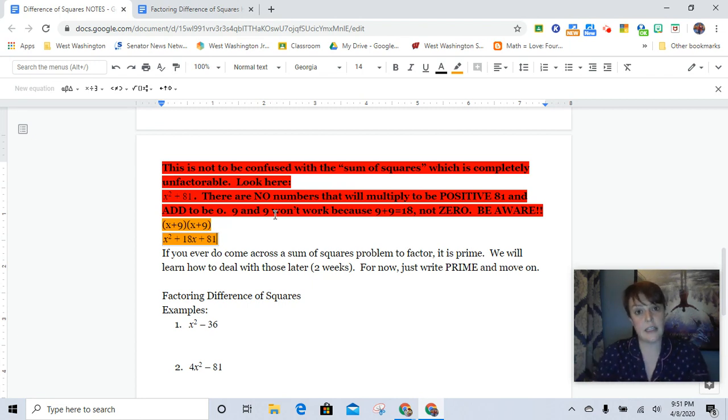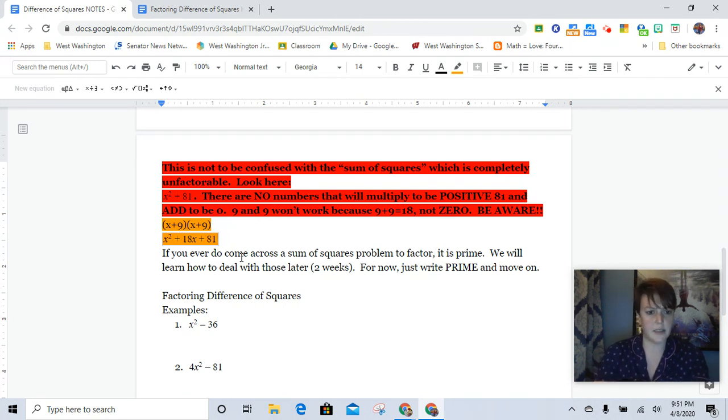In Algebra 2, you're going to get to sum of cubes, but I'm not even going to confuse you with that right now, so let's walk away from this. Sum of squares is not a thing. When there's a plus in between those two terms, you cannot factor it. You have to write the word prime, which means it is only divisible by 1 and itself, and then move on.